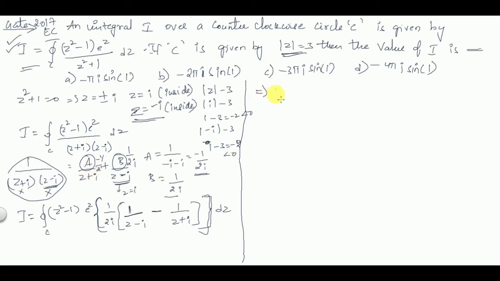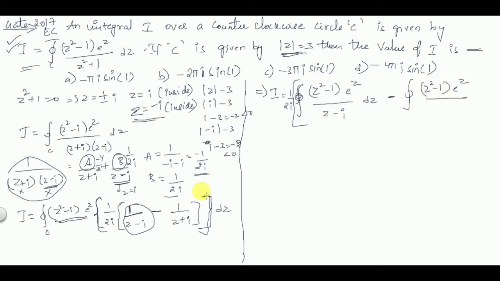Now if you split that into two parts, then I is equal to 1 by 2i, which I am writing outside since it is there for both, times the integral of (z square minus 1) into e power z into 1 by (z minus i) dz, minus the integral of (z square minus 1) into e power z into 1 by (z plus i) dz. So these two are simple poles only. From Cauchy's integral formula, the integral of f of z by (z minus z naught) dz is equal to 2 pi i into f of z naught.